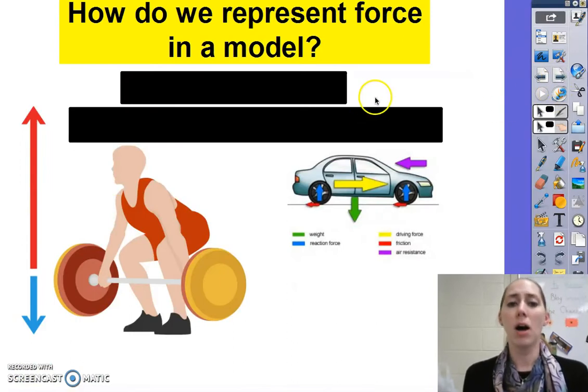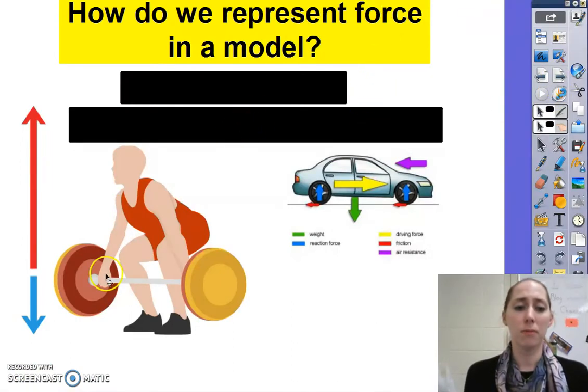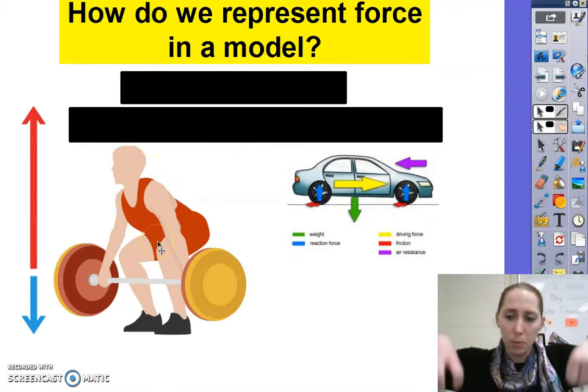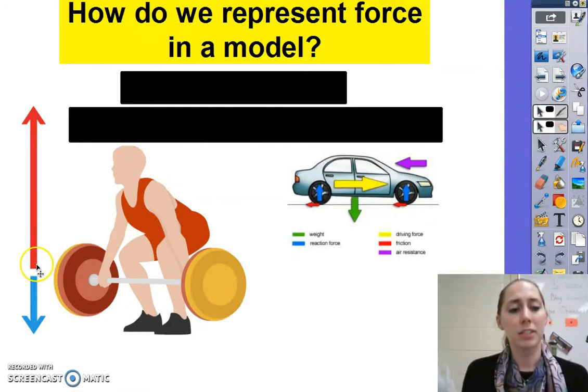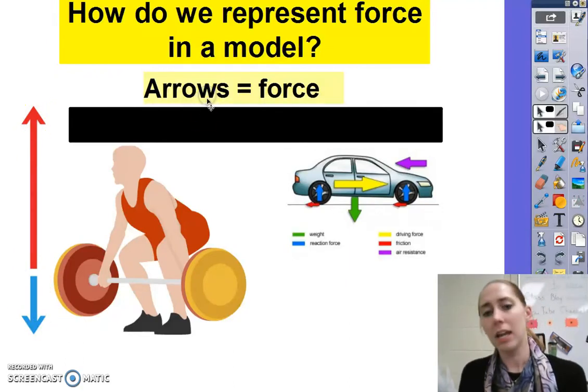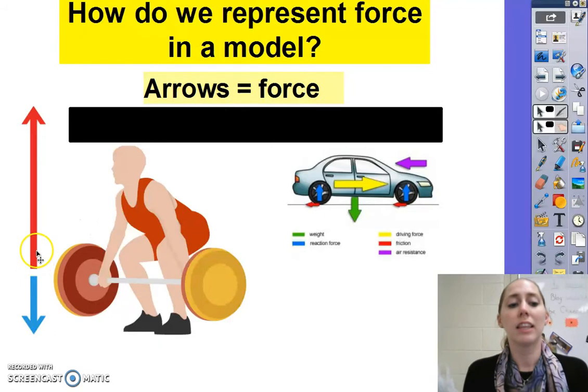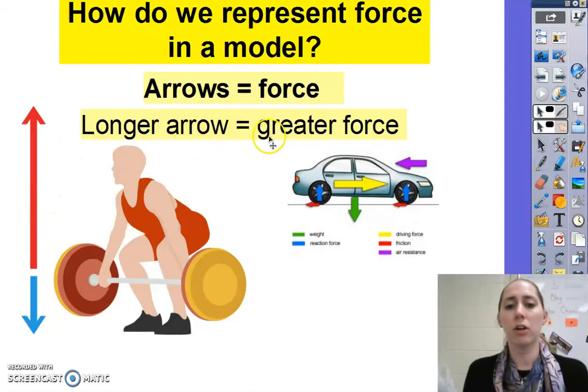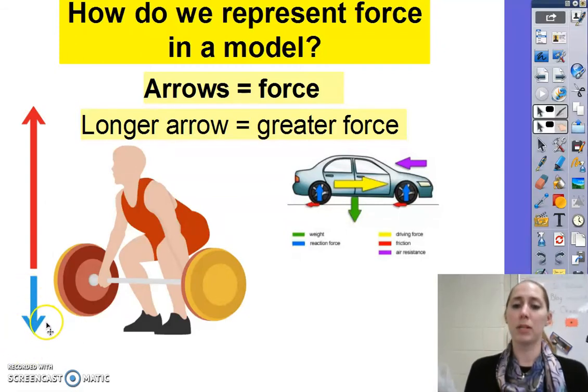So, how do we represent forces on a model? You'll see here there's a weightlifter and they're pulling the barbell up. And there's this long arrow here and a little arrow down. Arrows represent force. The length shows its magnitude and where it's heading shows its direction. So the longer the arrow, the greater the force. So this long red arrow has a greater magnitude than this little blue arrow. The red arrow is going up, the blue arrow is going down. So that's how we represent it on a model.